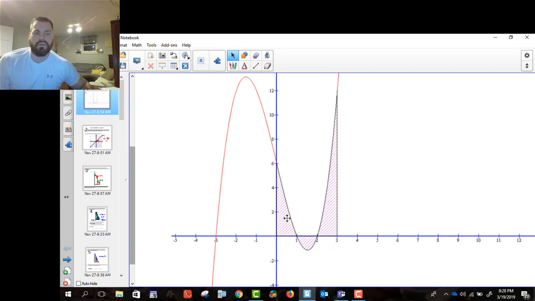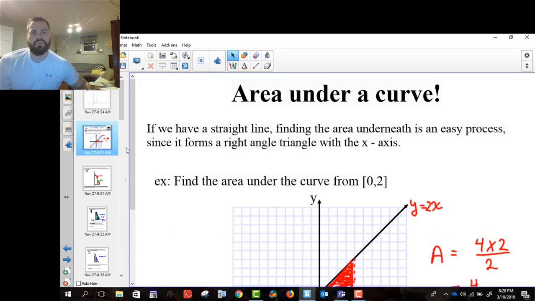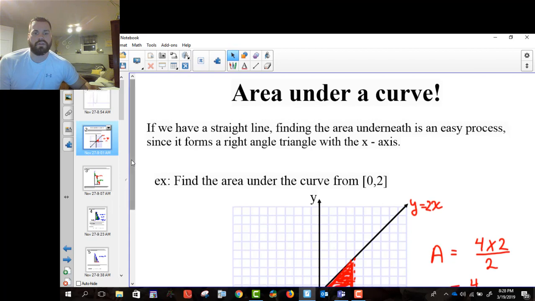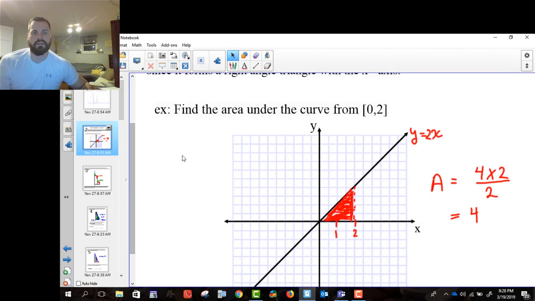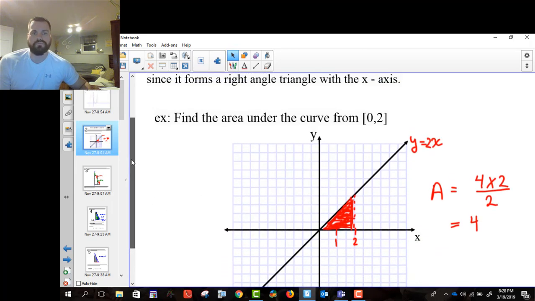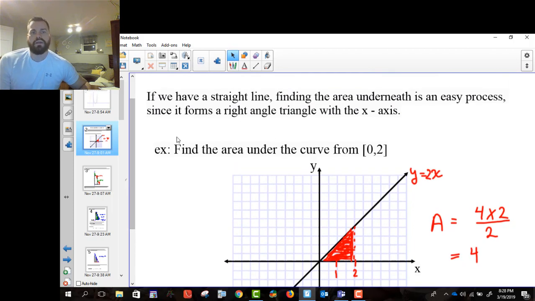All right. And so we could find the area underneath the curve without too much trouble if it's something like this. If it's a line and I say find the area under the curve from 0 to 2, then I set up here, it's a pretty easy process because it just forms a right angle triangle. So you just go, okay, from 0 to 2, base is 2, height's 4, because the function is y equals 2x. And you go 4 times 2 is 8, divided by 2 is 4. So we can find the area of a triangle.